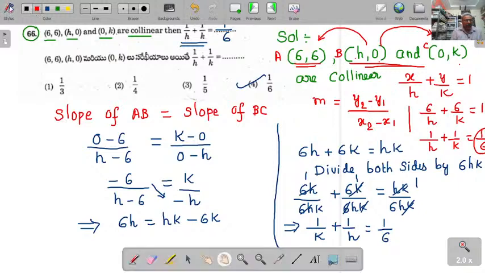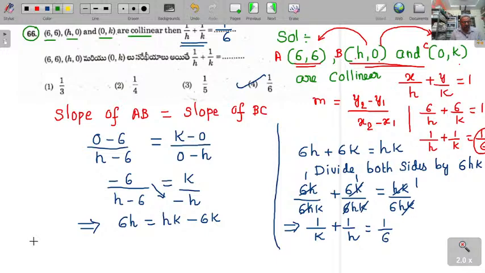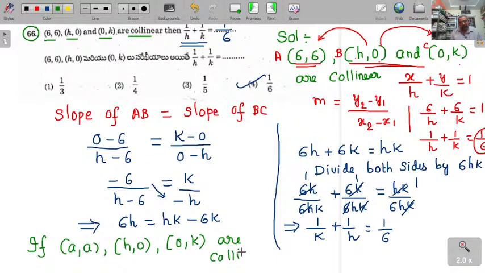See, if (a, a), (h, 0) and (0, k) are collinear, then you can remember the super shortcut.